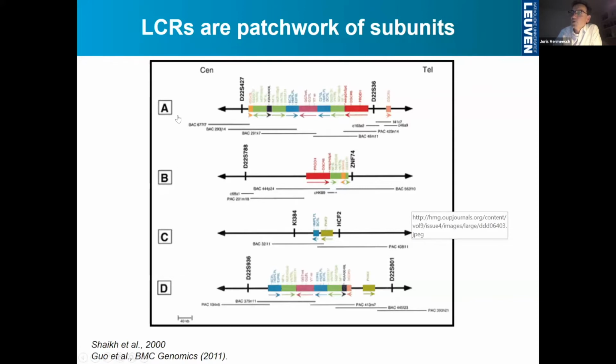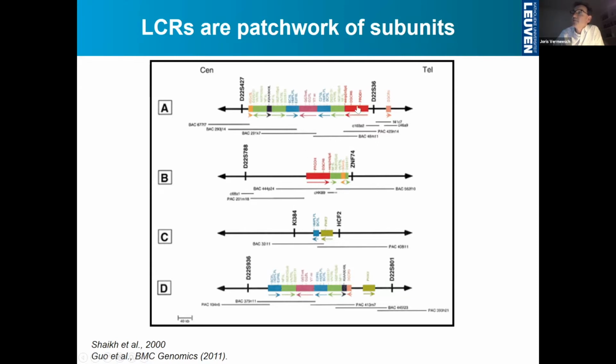And this is old work from the group of Vermeesch and also from Biennial and Tamim Sheikh, where they already in 2000 started to map the organization of the low copy repeats and the segmental duplications and trying to understand how they were organized. And the color codes show you which segments are coming back in different places.